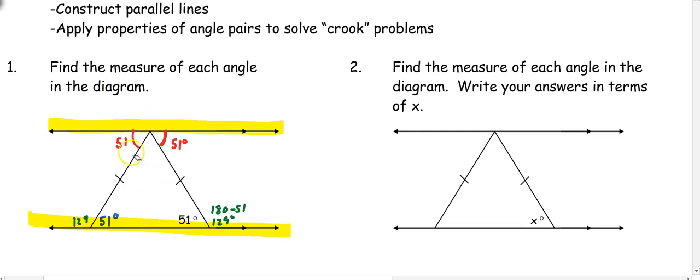So the last angle I have to find then is the inside of my triangle. And I can find that by subtracting the two angles I know. So 180 minus 51 minus 51 means it's really 180 minus 102. And 180 minus 102 gets us 78 degrees.